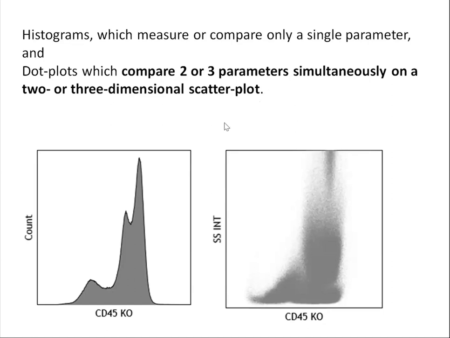So that is about histogram and a dot plot. A histogram measures or compares only a single parameter, because the y-axis is by default count. And a dot plot compares 2 or 3 parameters. If you are using a 3-dimensional plot, it's 3 parameters. If you are using only 2-dimensional x and y, it's only 2 parameters. So that is the difference between a histogram and a dot plot. Count on the y-axis, whereas in a dot plot, you have parameters on both axes.